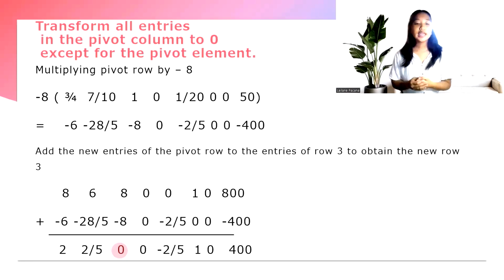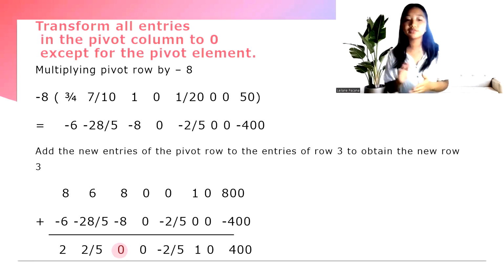So to add, 8 plus negative 6, that is positive 2. 6 plus negative 28 over 5, that is positive 2 over 5. Positive 8 plus negative 8, we have 0. And 0 plus 0 is 0. 0 plus negative 2 over 5, that is negative 2 over 5. 1 plus 0, we have 1. 0 plus 0 is 0. And 800 plus negative 400, we have positive 400. So that will be our new row 3 now.